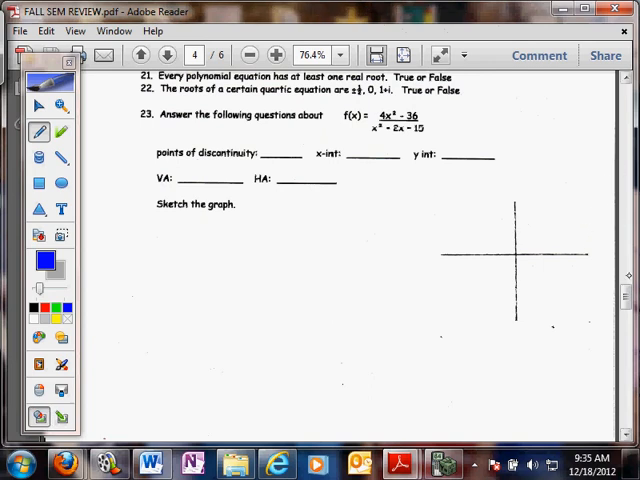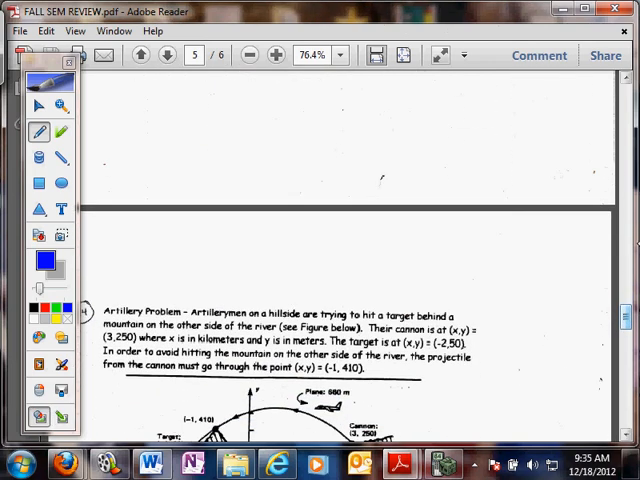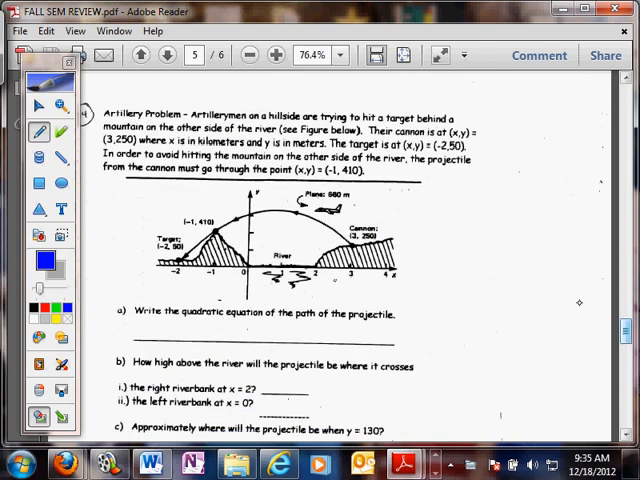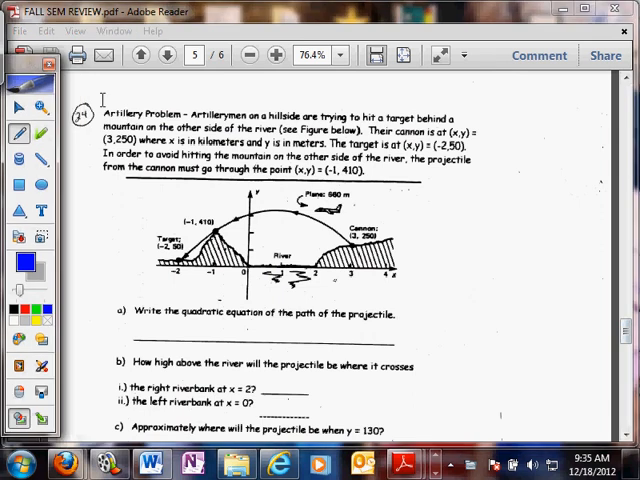Alright, continuing on. The artillery problem is basically a quadratic regression. This problem, I'm not going to read the entire thing, talks about shooting artillery. And it tells you where the target is. It tells you where the cannon is, and it tells you another point that the cannonball must go through. In other words, it gives you 3 xy values.